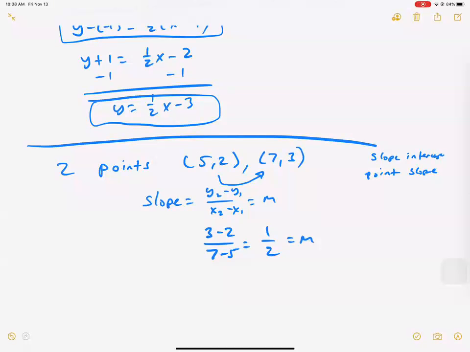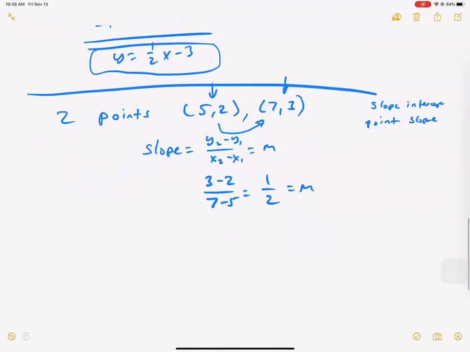Now, if we have a slope, you can pick any one of these points, whichever one you think is easier. I think 5, 2 is easier. So we have a point and a slope. Our point, 5, 2, and our slope is 1/2. Let's go ahead and fill out the equation. Point-slope form. Y minus 2 is equal to 1 over 2, x minus 5.